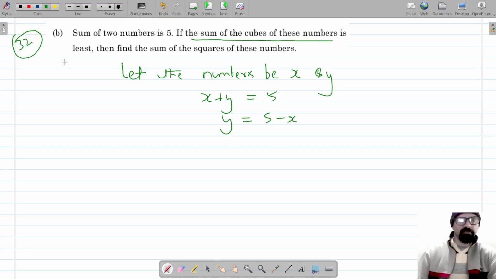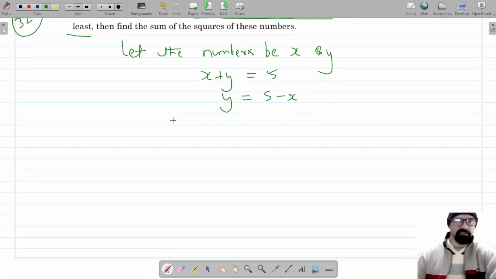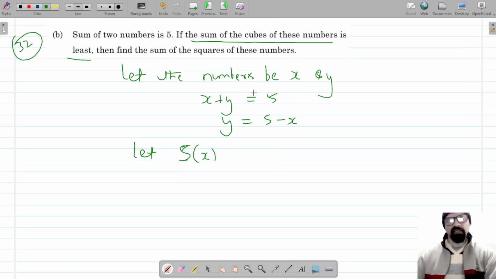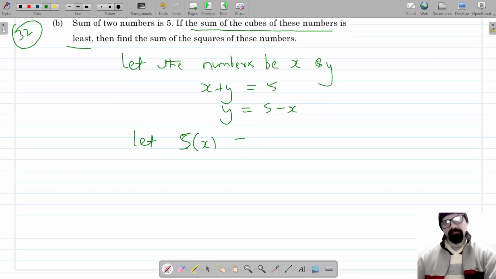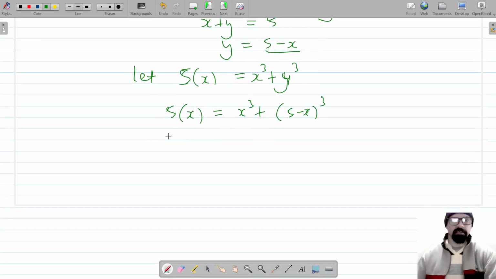Now आगे दिया है sum of cubes of these numbers is least. So let S of x be the function. S of x वो function है जो हमें देगा sum of cubes of these two numbers. So sum of cubes of these two numbers is x cube plus y cube. Now y can be replaced with 5 minus x, y की जगह 5 minus x the whole cube आ जाएगा.